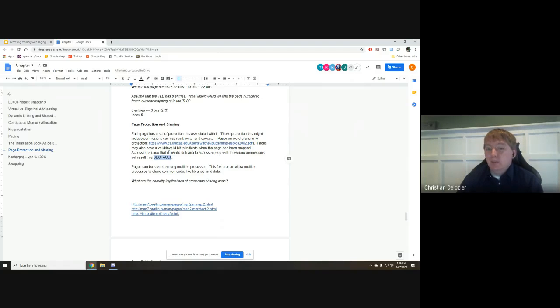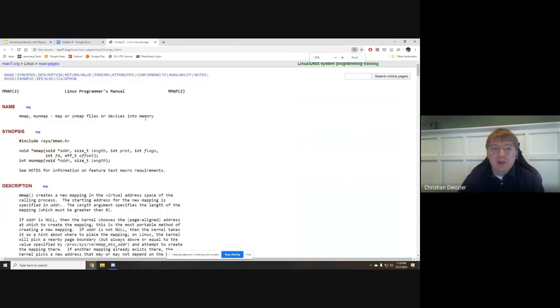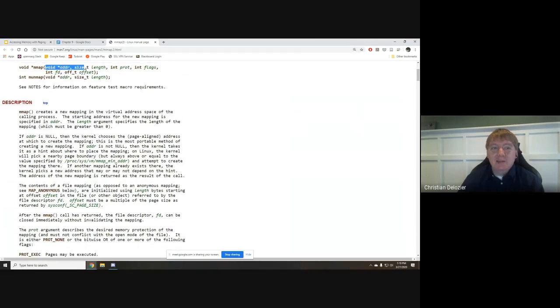We can share pages among multiple processes, and this can allow us to do things like share common code like libraries and share data between processes. We can manage these things with mmap. So this is the man page for mmap. I think I used this before in class, but we didn't really talk about it. When you mmap a page, you give an address that you would like to request. If it's able to give you that address, it will give you that address. If that address is already mapped to something else, it'll tell you no and throw an error back at you.